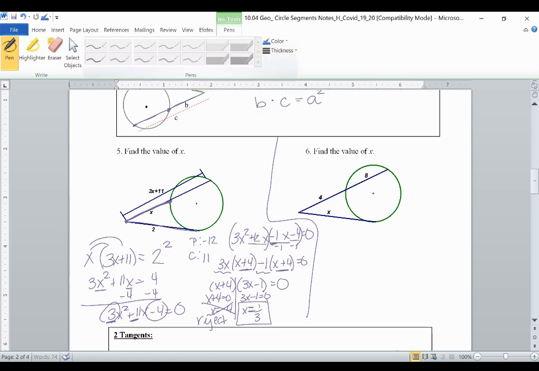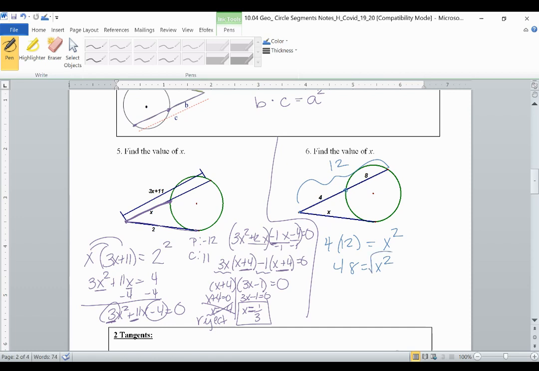Okay, so here we have a secant tangent again. So we're going to take the length of the entire secant, which is 12, times just the outside portion of the secant, which would be 4, equals our tangent squared. Now I get 48 equals x squared. I have an x squared, but I do not have an x. So I don't need to get this equal to 0 to factor it. Instead, I just want to solve for x.